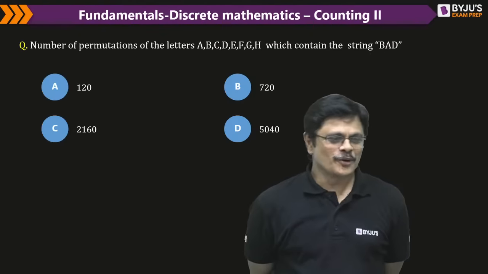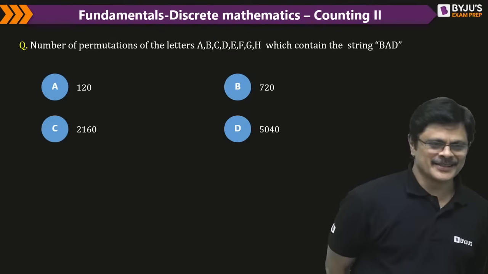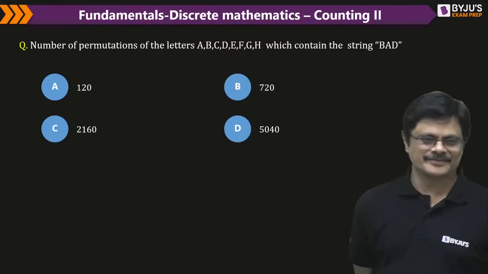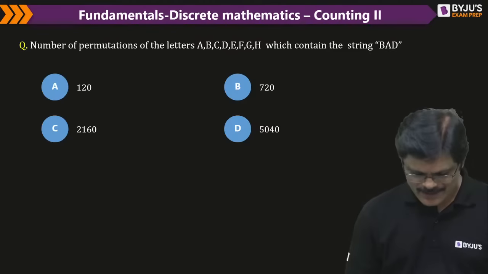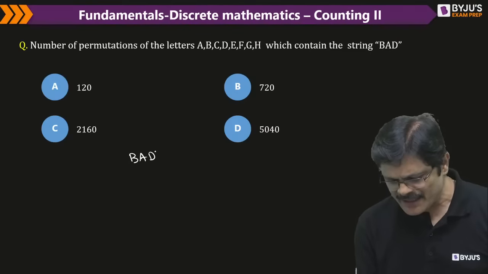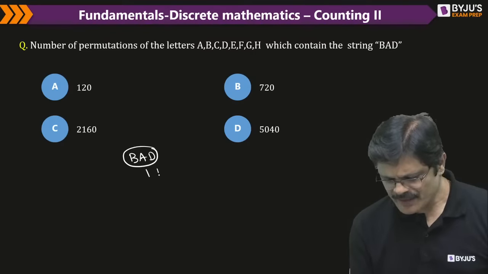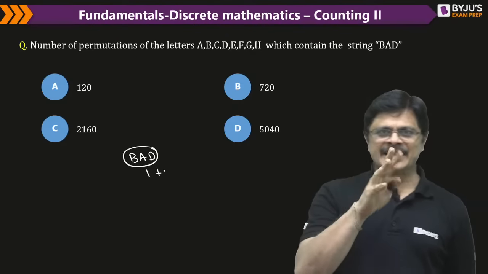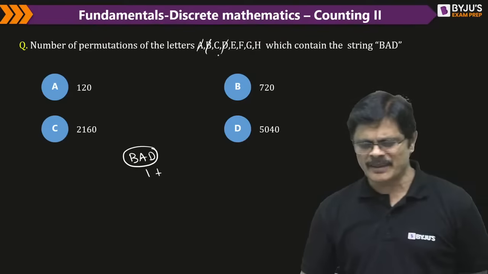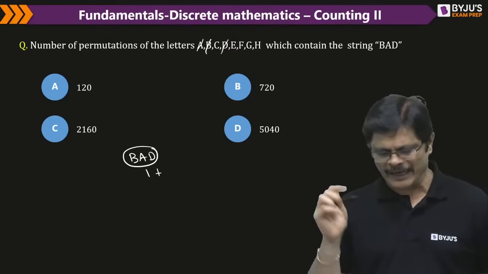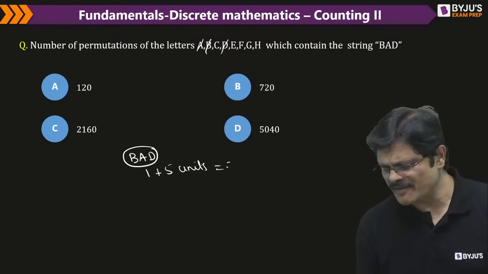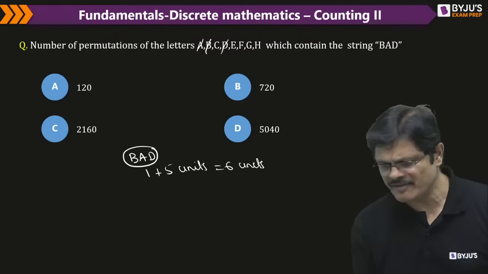Right, so we started with the BAD example. Now what is the answer? Here you want the string BAD to be together, so BAD is one unit. Three letters are already used. Remaining are 1, 2, 3, 4, 5, which is 5 units. So in total you have to arrange 6 units, my dear friends.